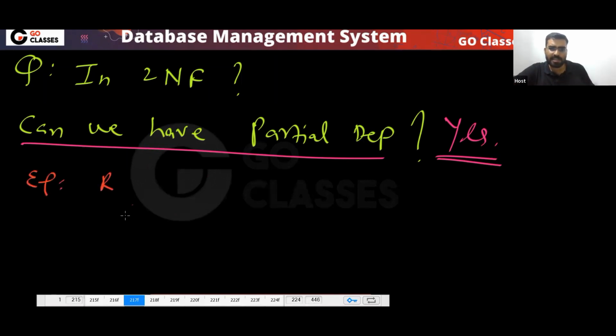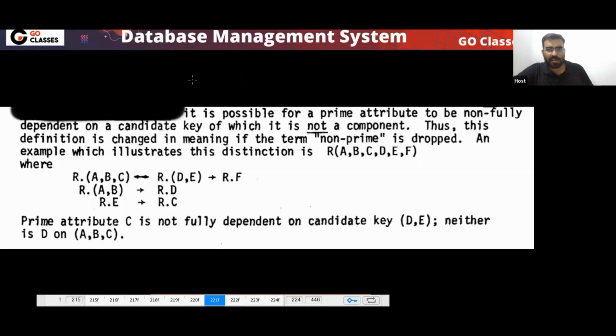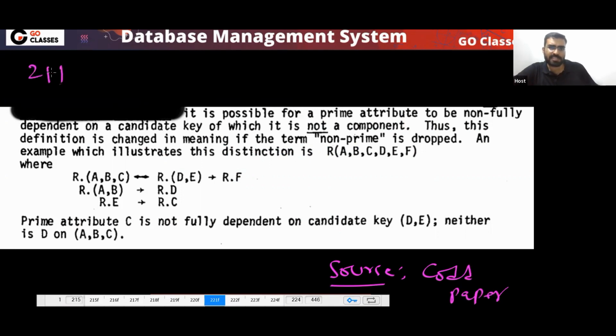For example, consider this example. This is given in the original paper of Codd. You can check, the source is the original Codd paper. It is written in the 2NF section that it is possible for a prime attribute to be non-fully dependent on the candidate key. Is this clear? That is allowed.